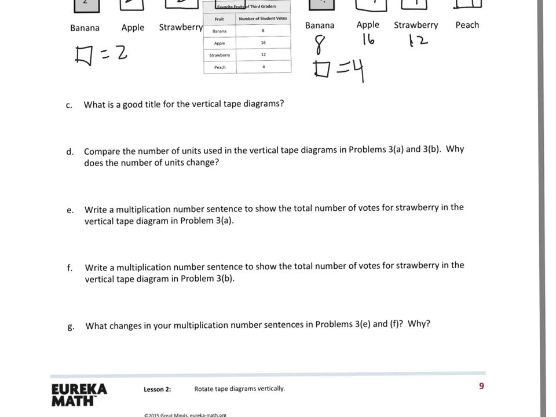For C, it says, what is a good title for the vertical tape diagrams? Well, I know that this is talking about polling third graders to see what their favorite fruit is. So my title would be Favorite Fruit in Third Grade.